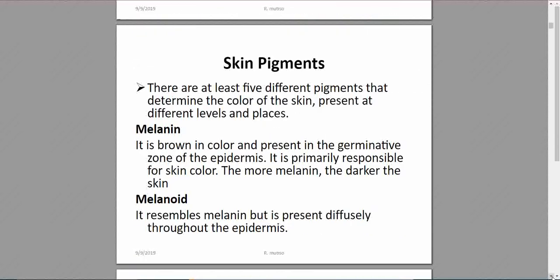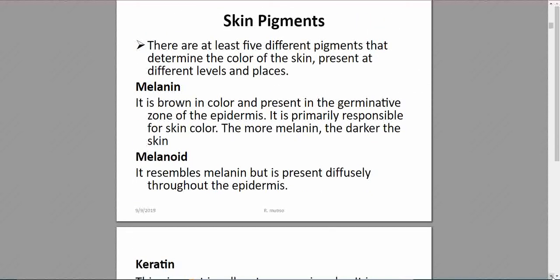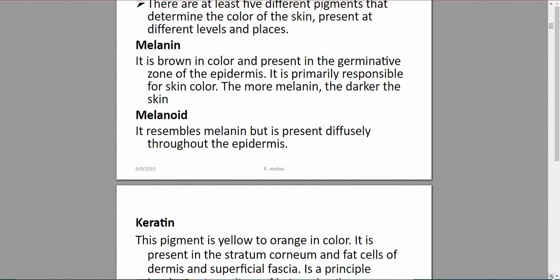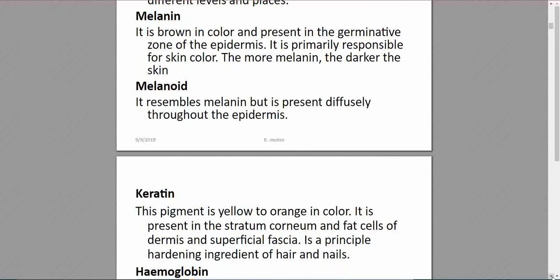So, skin pigments. We have melanin, melanoid, and keratin. There are at least 5 different pigments that determine the color of the skin, present at different levels and places. Let's start with melanin. It is brown in color and present in the germinative zone of the epidermis. It is primarily responsible for skin color. So the more melanin, the darker the skin.